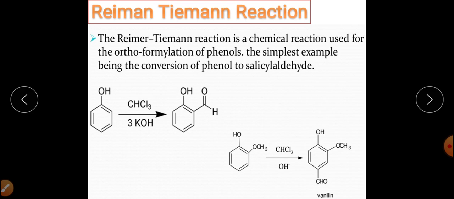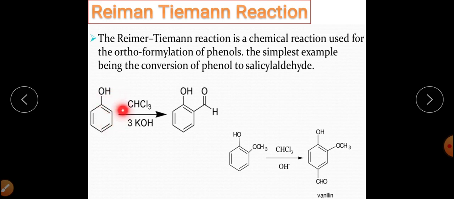Now the next reaction. This is also a very important reaction, that is called the Reimer-Tiemann reaction. And what makes this reaction important? That is formylation. Formylation of this particular phenol.